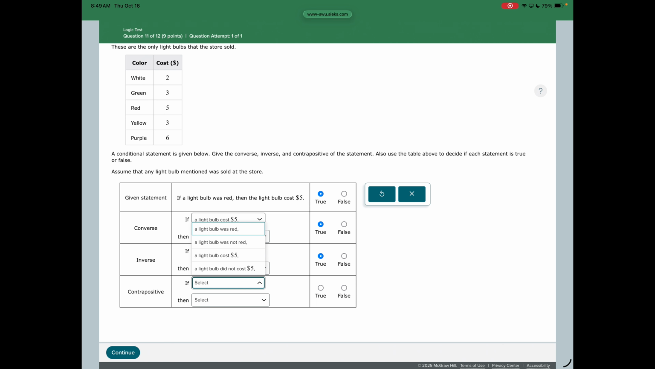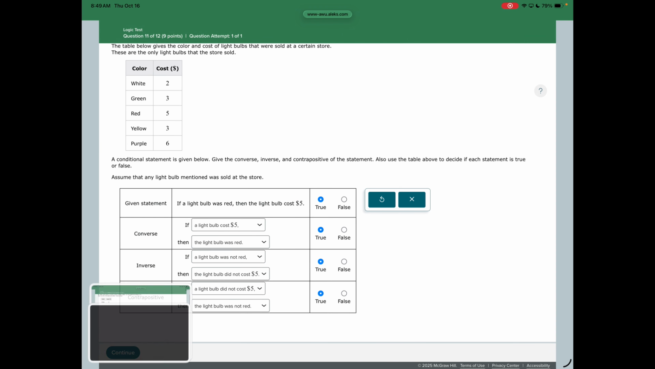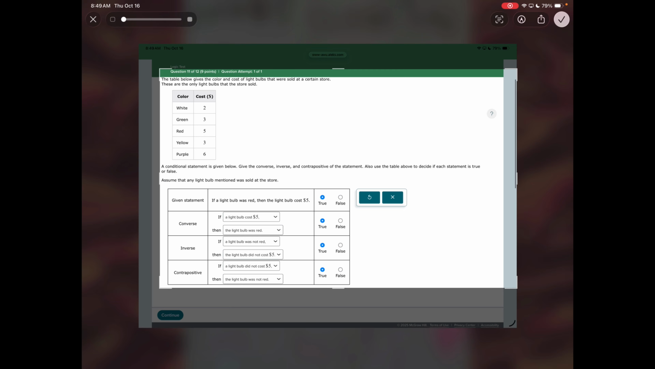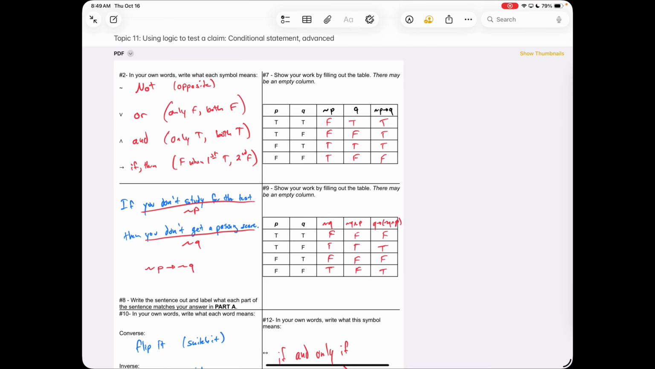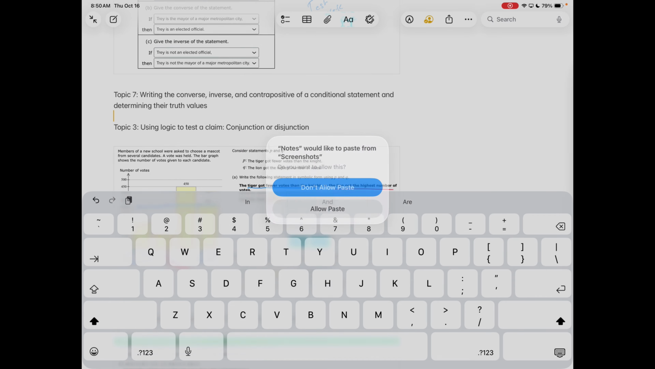The contrapositive, I flip it and put the not in there. Light bulb does not cost $5. Light bulb was not red. That is also true. If it didn't cost $5, then I know it's not red. All right. I don't know if I need to write anything on that one. I think that one's easy enough. That's that topic.